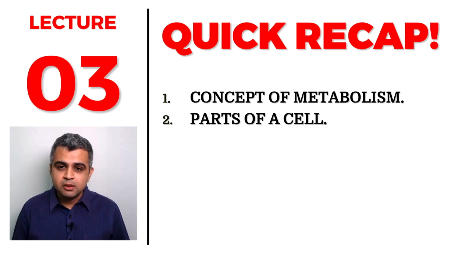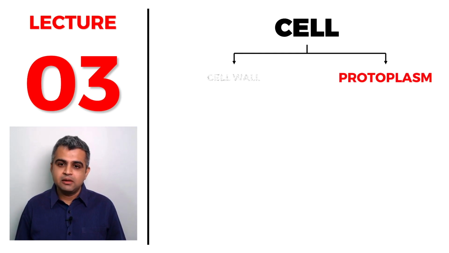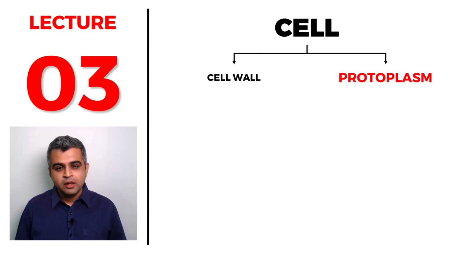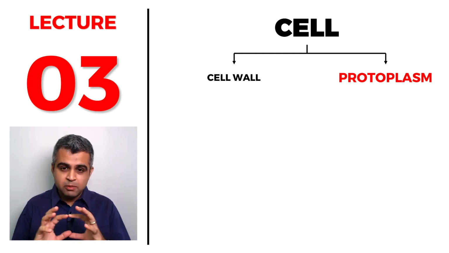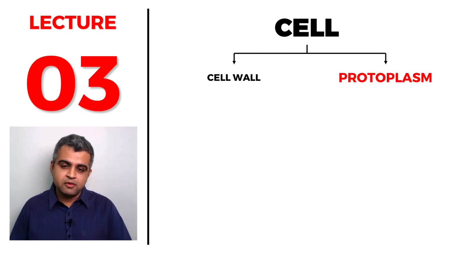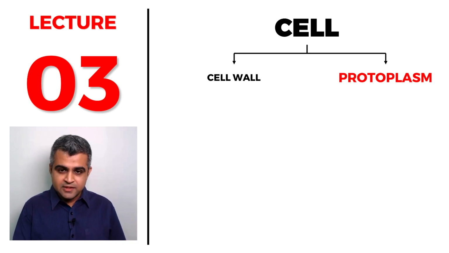Then we started speaking about parts of a cell, and when we discussed parts of a cell, we saw that cell has a living material which would be called as protoplasm. Now this living material protoplasm in a few cells can be protected by a non-living tough covering which is called as a cell wall. All cells do not have a cell wall. Some cells have a cell wall, some cells do not have a cell wall, but all of them will have the living material called as protoplasm. Plant cells have cell wall, animal cells do not have cell wall.